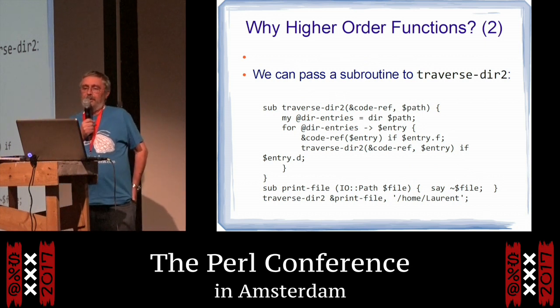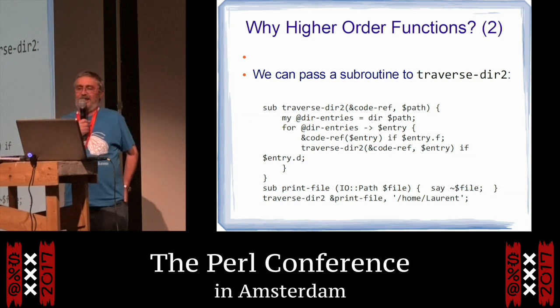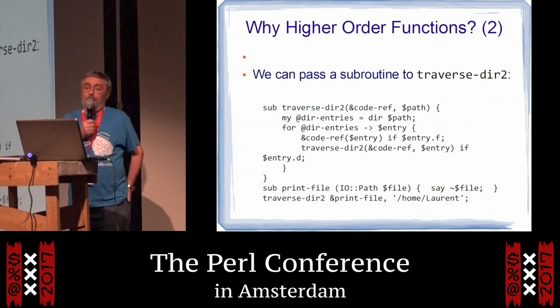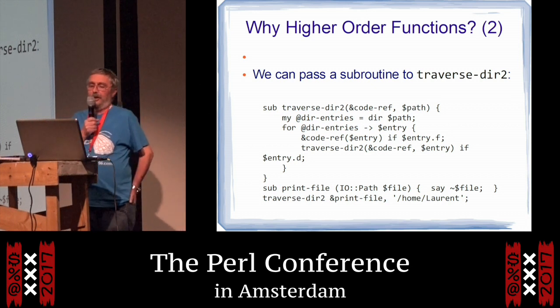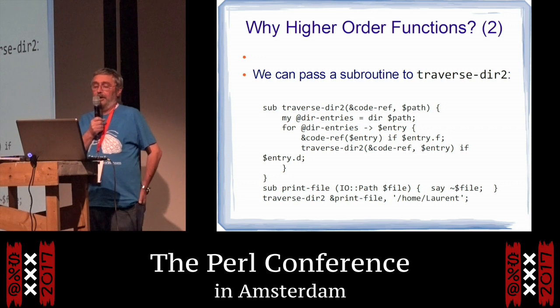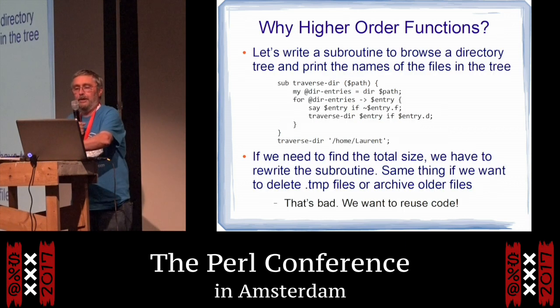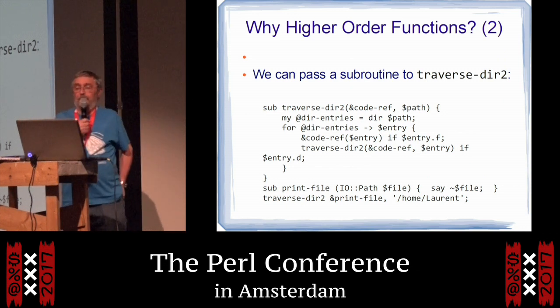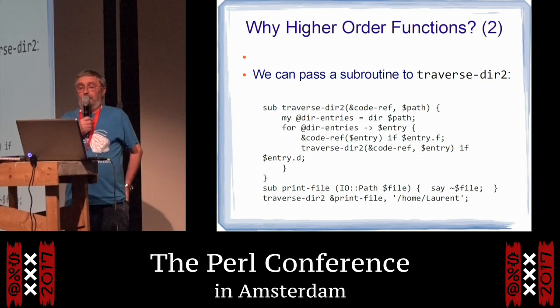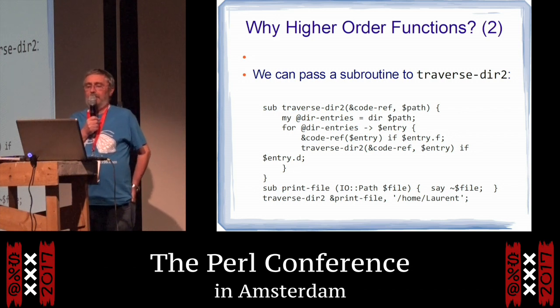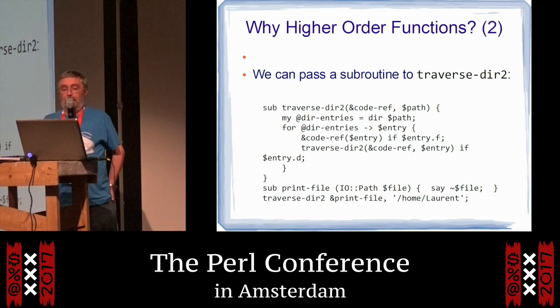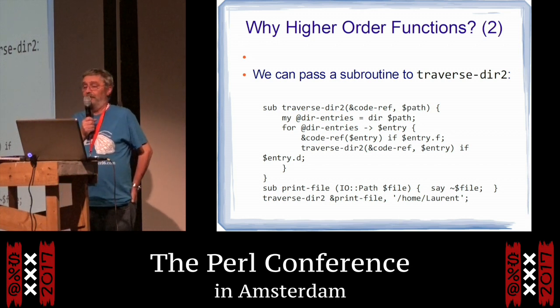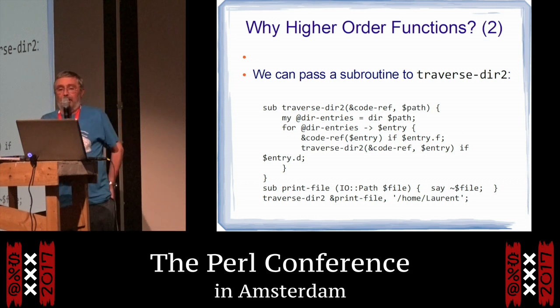Because what we can do here is have another version of the traverse dir subroutine, version number 2. If you look at the parameters, we're passing 2 parameters. Before, we had only 1, the path. Now we have 2 parameters, a code ref and a path. And why do we do that? Because then we can use the code ref on the entry if the entry is a file. And what is a code ref?